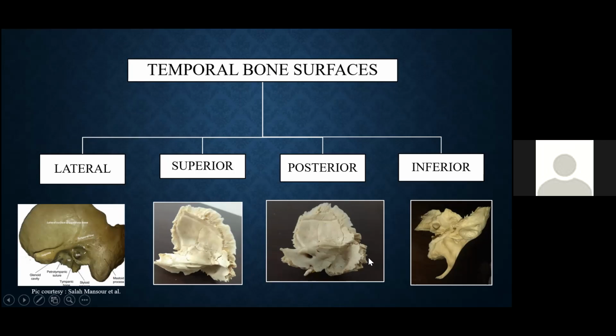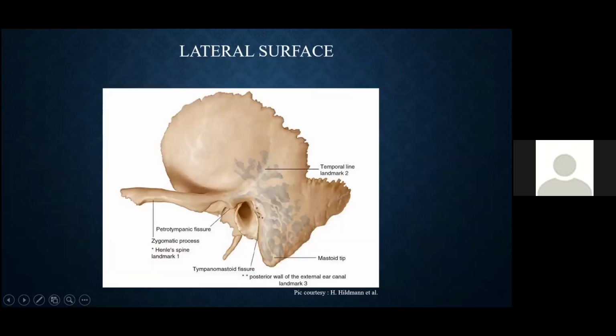And the contribution in the posterior surface is solely by the petrous bone, that is the posterior superior surface of the petrous temporal bone. And inferiorly, there are a lot of structures like the mastoid process, and various neurovascular structures are seen in the inferior surface, as we'll study in detail, the carotid canals and the jugular foramen, along with the stylomastoid foramen.